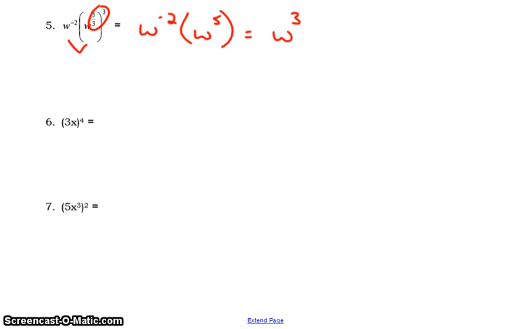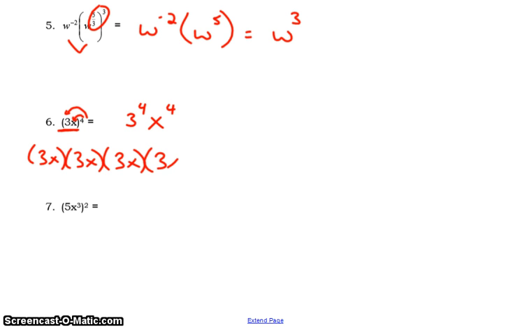Now, number 6 has two terms inside the parentheses. So what you have to know is that that exponent has to go to both terms inside the parentheses. This is really 3 to the 4th, x to the 4th. And the reason is because if I take this base and multiply it out the number of times the exponent tells me, I have 3x times 3x times 3x times 3x. So I have to do 3 times 3 times 3 times 3. Now this one we are going to simplify because 3 to the 4th we can easily find as 81, x to the 4th. And again, no negative exponents to worry about.